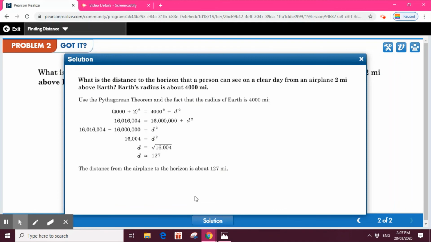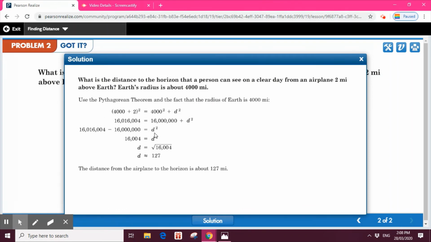The answer is d is approximately 127 miles. With the use of the Pythagorean theorem and the fact that the radius of Earth is 4,000 miles, we will use 4,000 plus 2 squared is equal to 4,000 squared plus d squared. Simplify. That will be 16,016,004 is equal to 16 million plus d squared.